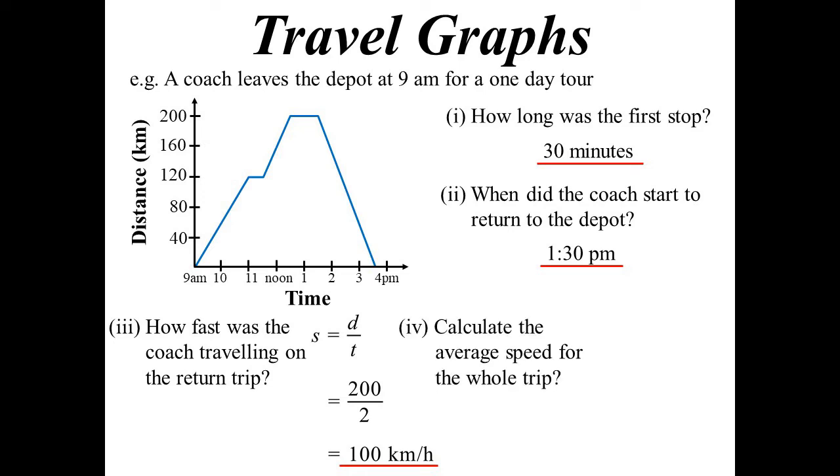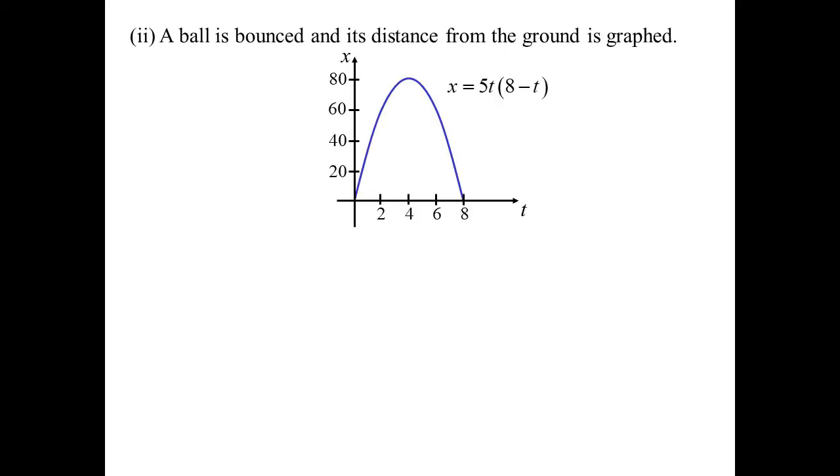And the average speed for the whole trip? Well, over the whole trip, we travelled 400 kilometres in 6.5 hours from when we left to when we got back. So about 61.5 kilometres per hour. Of course, now that we know calculus, we don't have to have those blocky graphs. We could have something like this, where a ball is bounced and its distance from the ground is graphed.